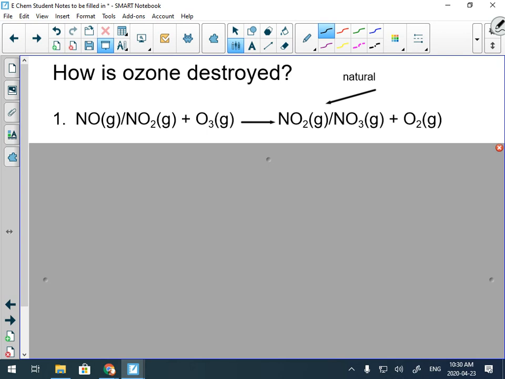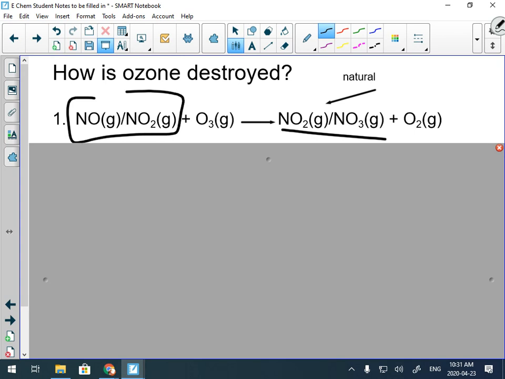So ozone can be destroyed naturally by other stuff. Oxides of nitrogen that we've already talked about, made from car exhaust, can actually destroy ozone and make even worse oxides of nitrogen. Like nitrogen trioxide is hella dangerous. Now, this can occur naturally. Remember, we talked about how nitrogen oxides and sulfur oxides can be made by nature. However, humans can also make this by car exhaust, okay, burning fuels.